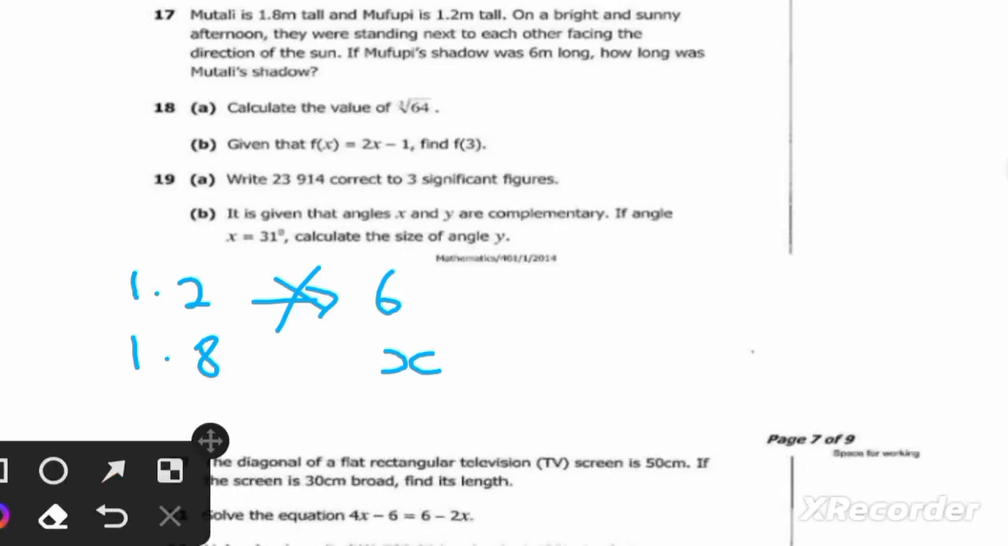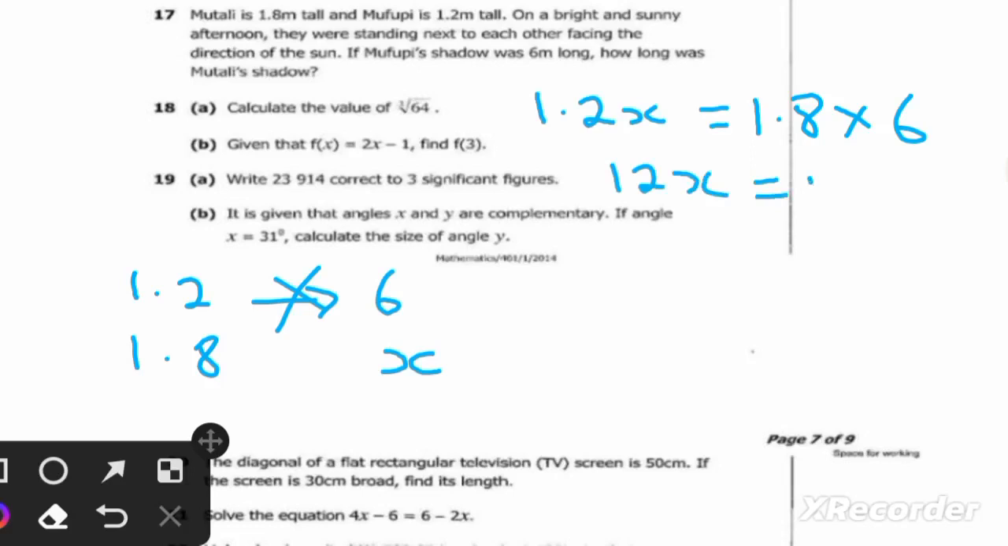So 1.2 times x, we are going to have 1.2x is equal to 1.8 times 6. Here we are going to ignore the decimal point so that we can make our work easy. So here we are going to have 12x is equal to 18 times 6. Here divide by 12, and here divide by 12.